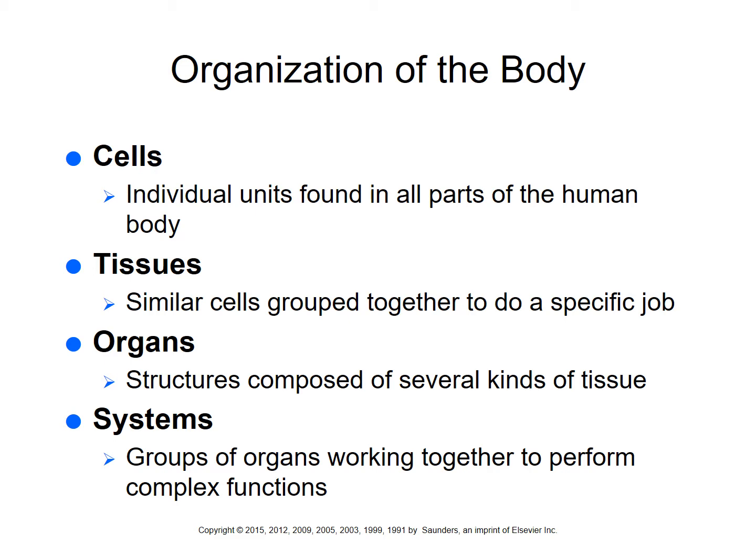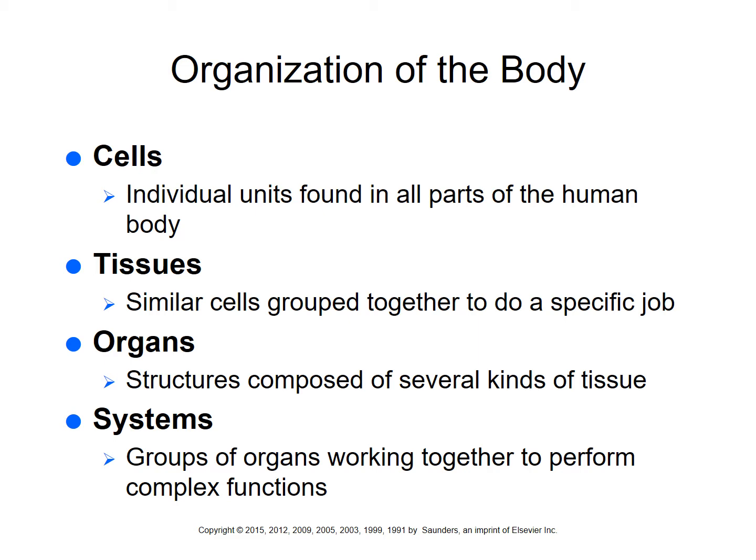So when we look at the body as a whole, we can keep breaking it down. At the very simplest level, we've got cells, and cells are individual units that are found in all parts of the human body. You've got brain cells, liver cells, skin cells.